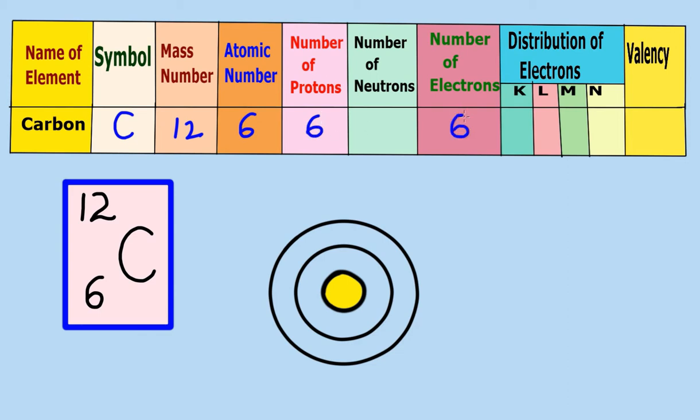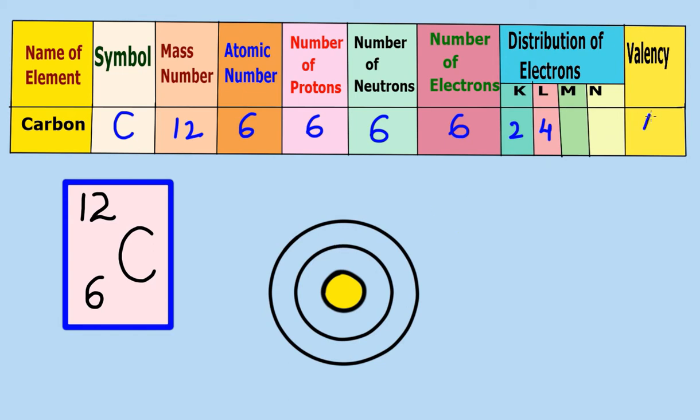Number of electrons 6. What is the number of neutrons here? Mass number minus number of protons. So 12 minus 6, 6 neutrons are present. How are these 6 electrons distributed? 2 are there in the K shell and 4 electrons are there in the L shell.